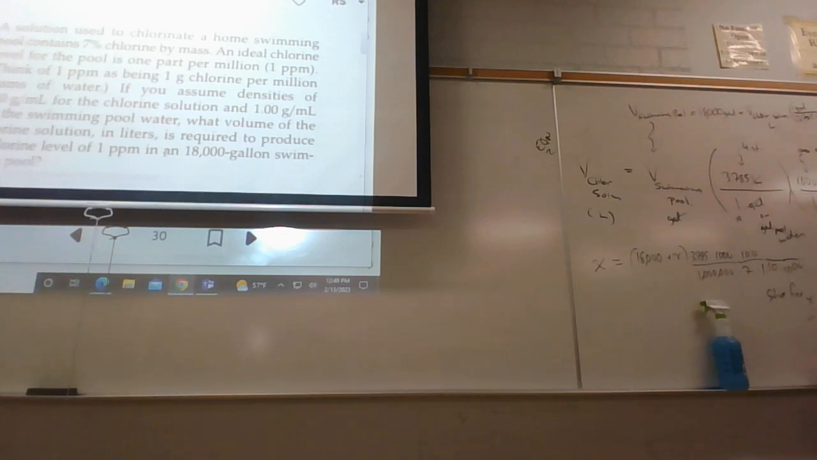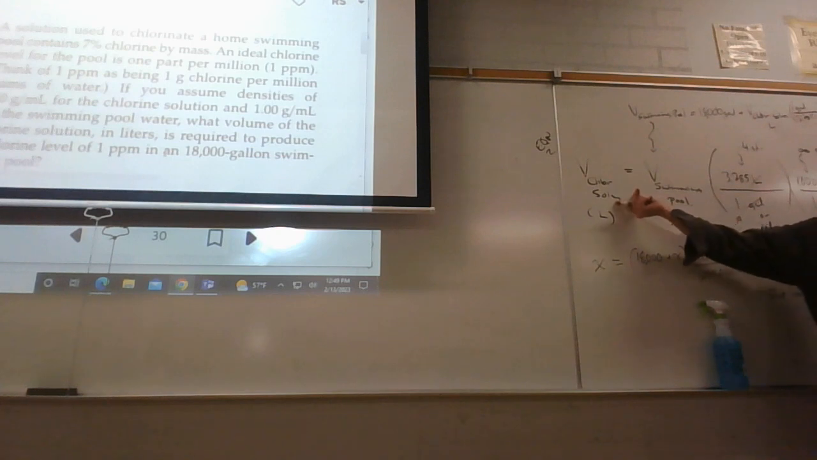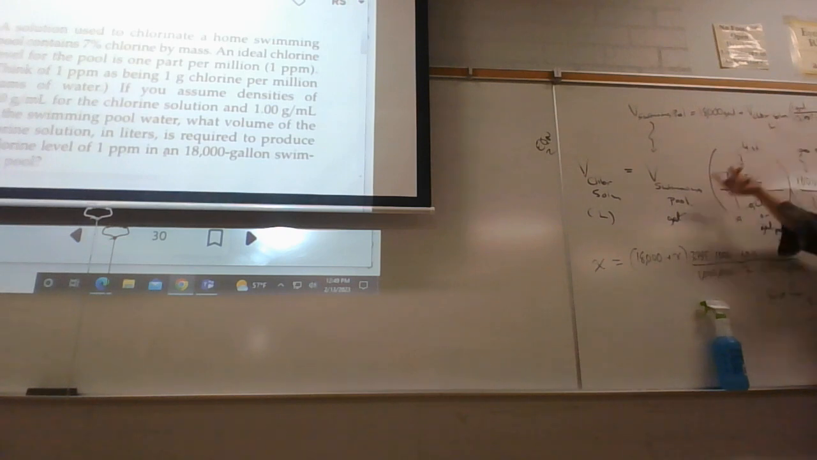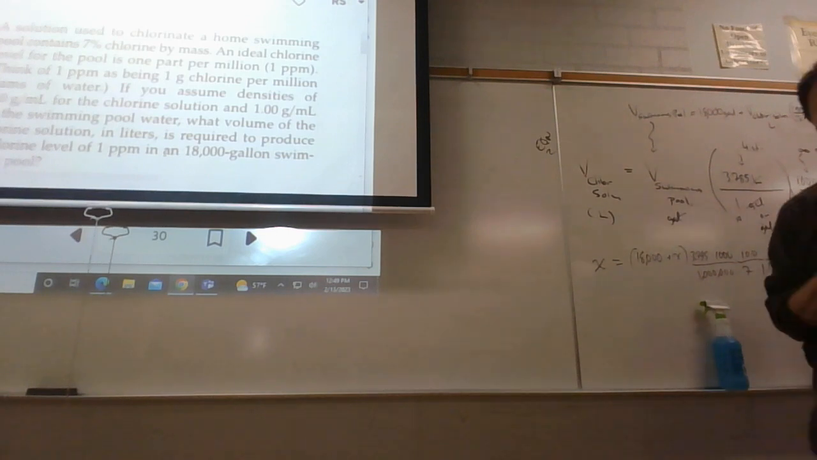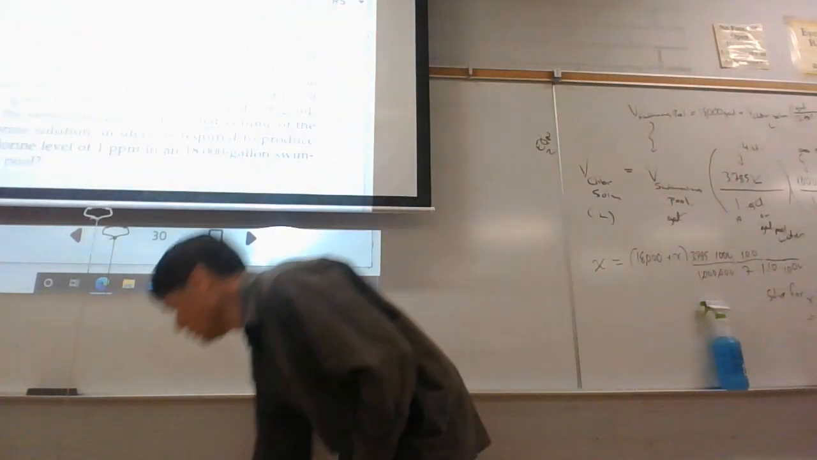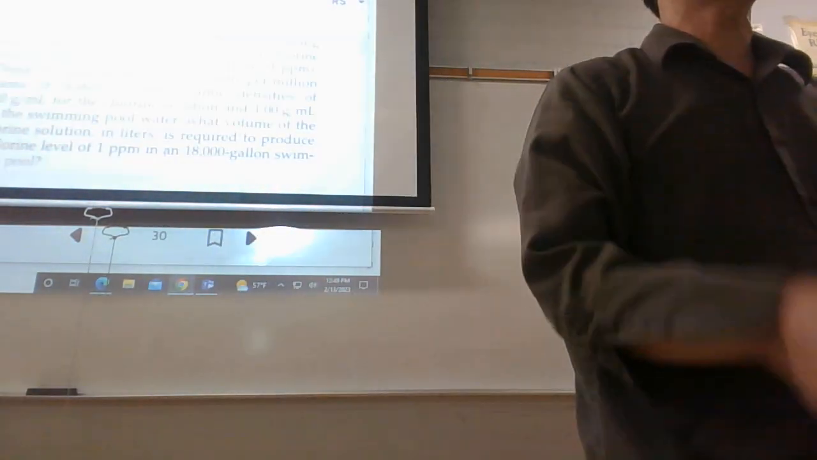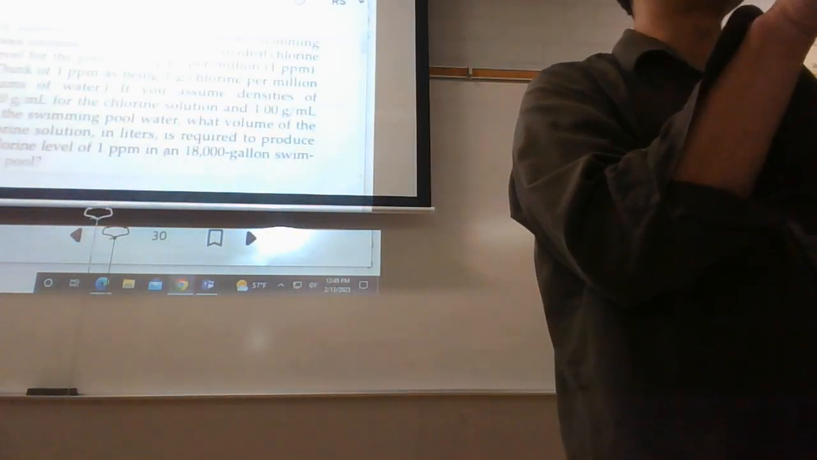Once we have X, that gives us the volume of chlorinating solution in liters. And then once we get the volume of chlorinating solution, we can convert that to gallons and figure out what the final volume of the swimming pool is. It's going to be more than 18,000 gallons. Does that make sense? I did this in Chem 4, but what I did in Chem 4 was a very common thing we do in science. A very common thing we do in science is we make simplifying assumptions.